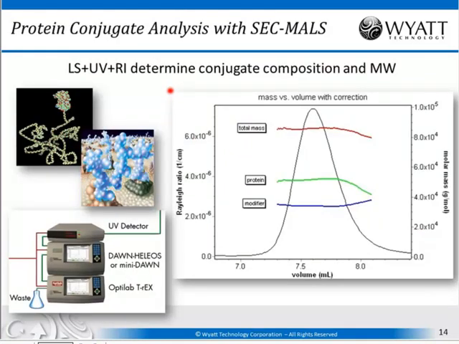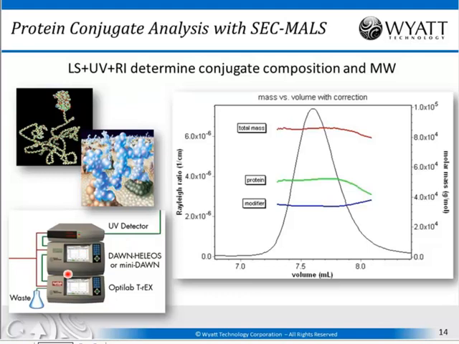Another really powerful technique available with light scattering is the protein conjugate analysis. So if your species consists of two constituents, a protein and a modifier, for instance, polyethylene glycol or glycans, we can use a more advanced technique using three detectors to determine not just the overall molar mass of the molecule, but also the molar masses of the constituents in the molecule.